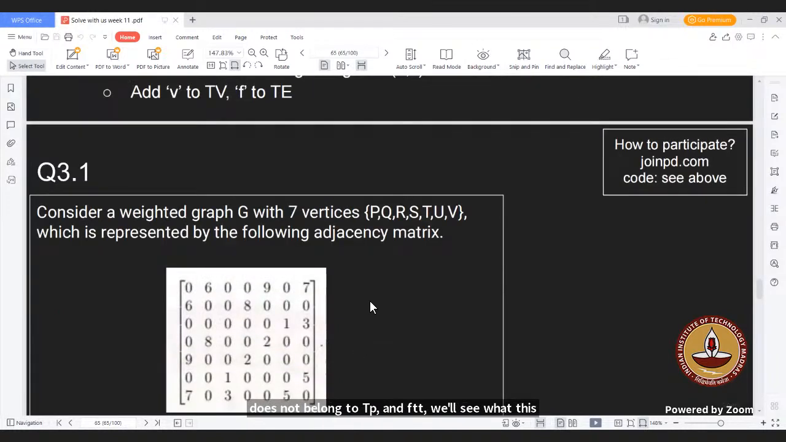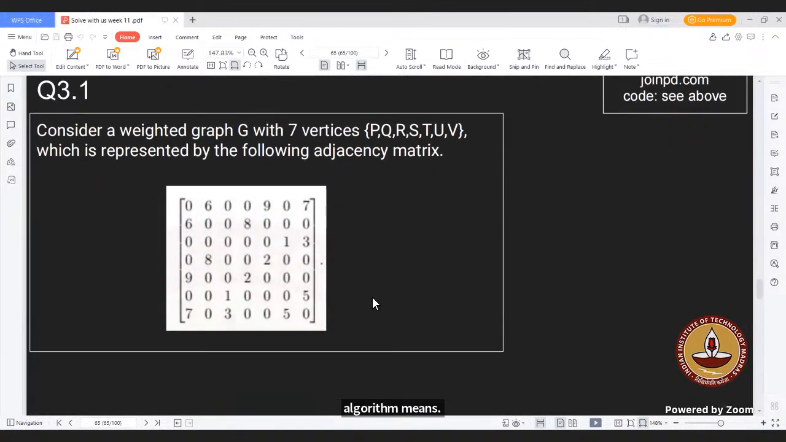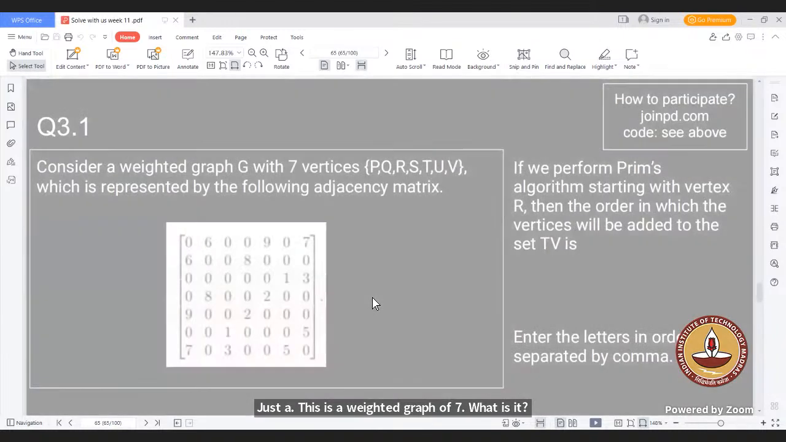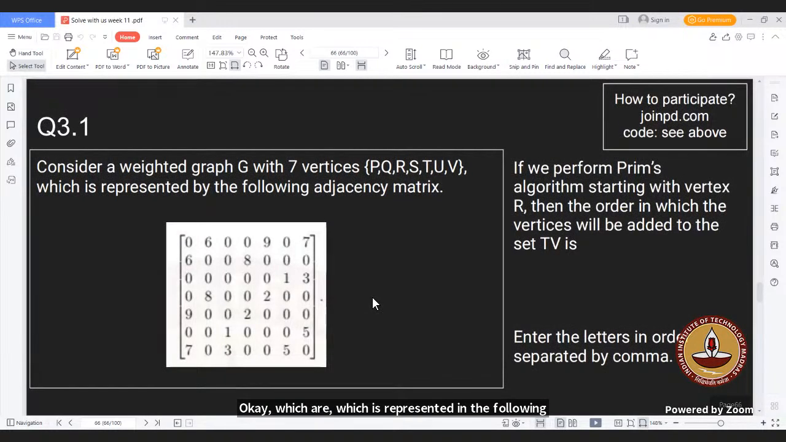Just a minute. This is a weighted graph of 7 vertices, which is represented in the following adjacency matrix. If we perform Prim's algorithm with the starting vertex as R, then the order in which the vertices will be added to the set E is. Okay, so directly a question is given. Just a minute.